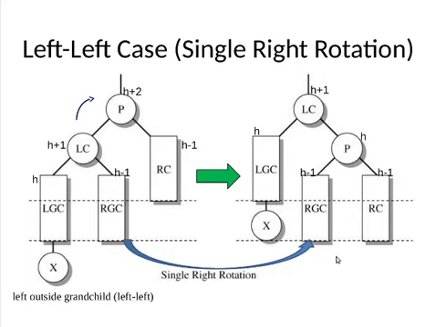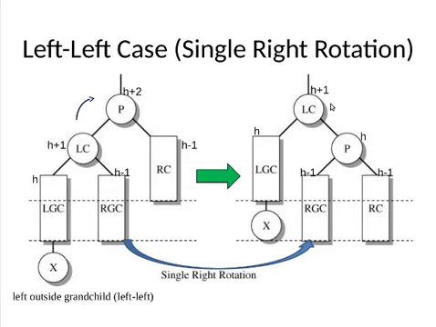The figure on the right shows the resultant tree after single right rotation. As earlier, the height of LGC is h, the height of RGC is h minus 1 and the height of RC is h minus 1. The new children of P are RGC and RC. The height of both of them is h minus 1. Hence, the height of P is h and its balance factor is 0.